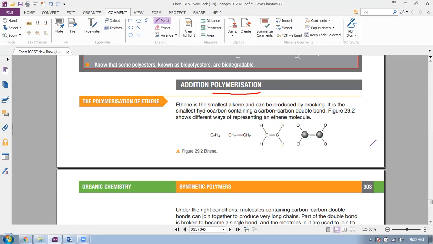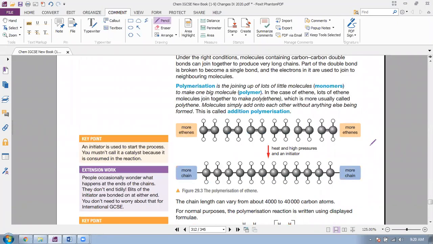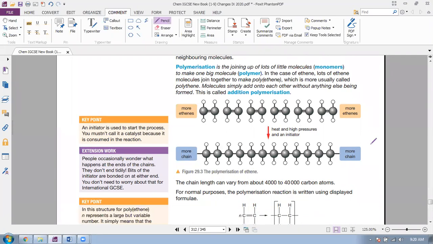Small molecules such as ethene. Many ethene molecules join together to form a long chain polymer, which is called polyethene. This is called addition polymerization, and ethene is called monomer and polyethene is called polymer. Ethene, the monomer, is a small molecule and polyethene is a polymer and it is a big molecule or long chain molecule.